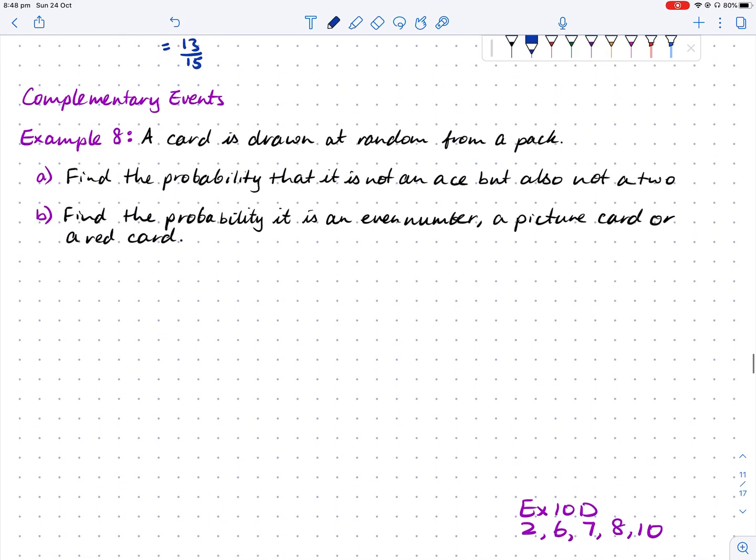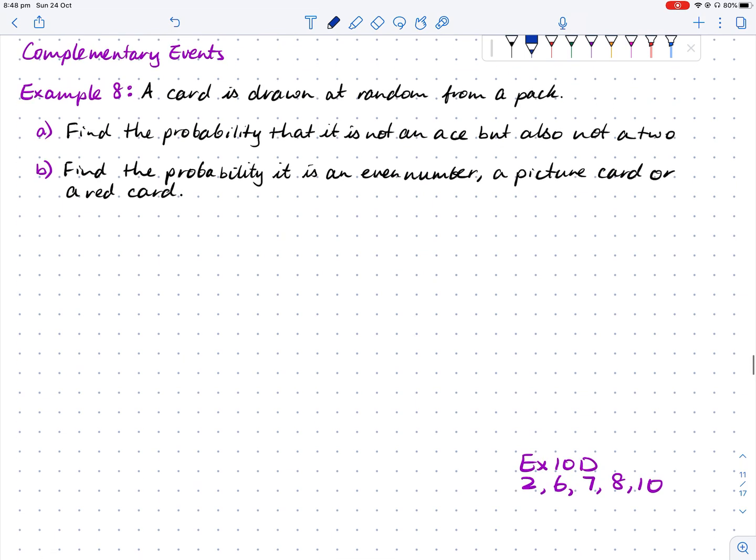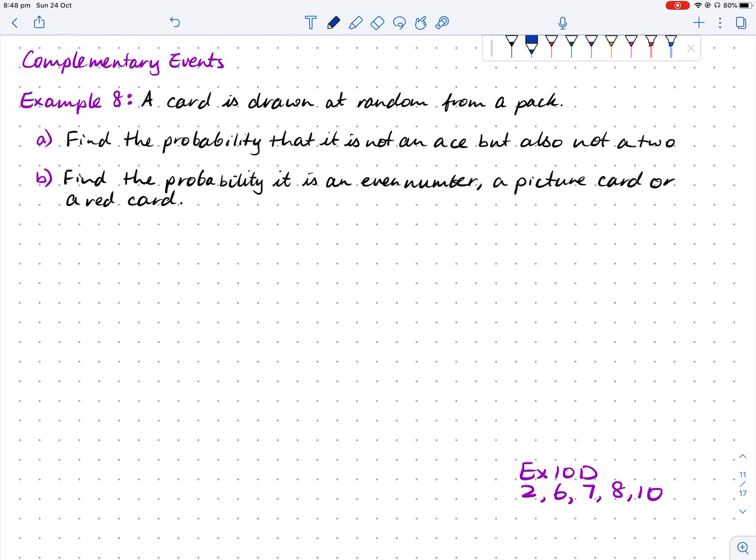Here's a couple more complementary event questions. So a card is drawn at random from a pack. Find the probability that it is not an ace and also not a 2. Now, if we're looking at aces and 2s, you can see that they're mutually exclusive. We're never going to get them both at the same time. A card can't be an ace and a 2 at the same time.